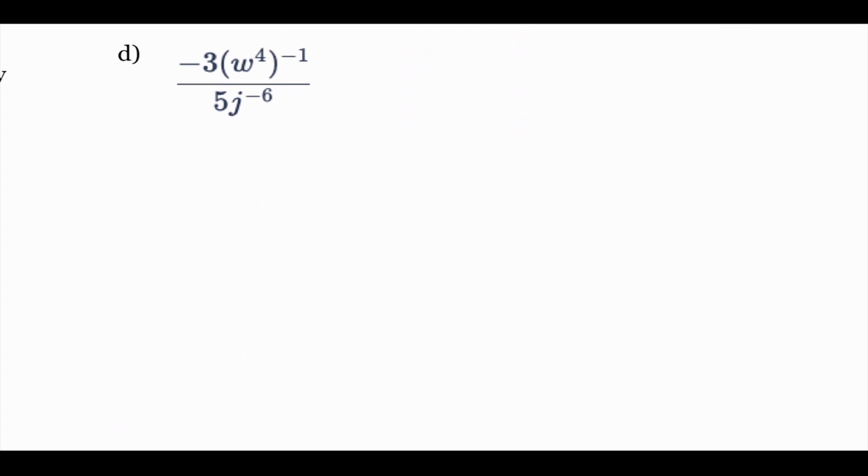Okay, so parentheses. The only thing in the parentheses is W to the fourth. That's the only thing in the parentheses, right? So I'm going to have to give that one a -1. The -3 in the front is not inside the parentheses, so I'm not worried about giving that guy a -1. So W to the fourth to the -1.